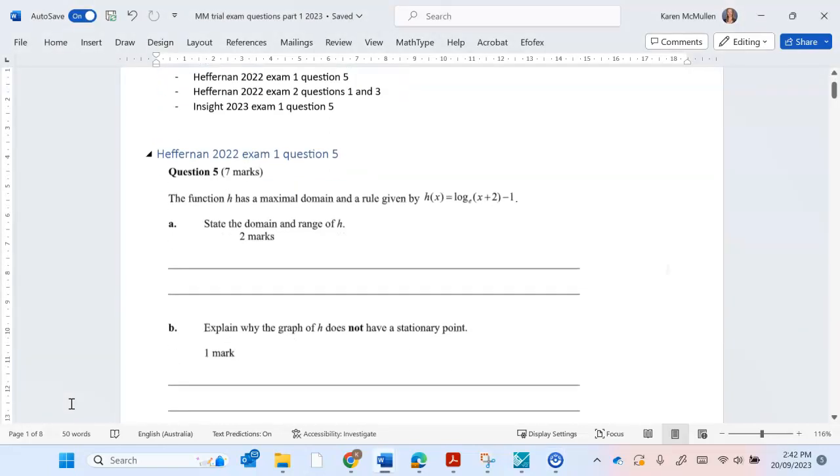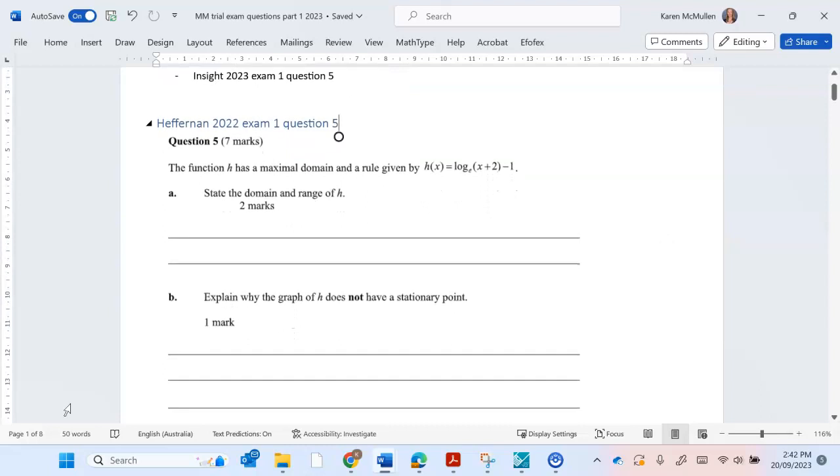exam 1. So remember, with exam 1 we can't use a calculator and we can't use our notes. So it does require us to use our brain and formula sheet if we need to use a formula sheet. Alright, so the function h has a maximal domain and a rule given by h(x) = log base e (x + 2) - 1. Say the domain and range of h.